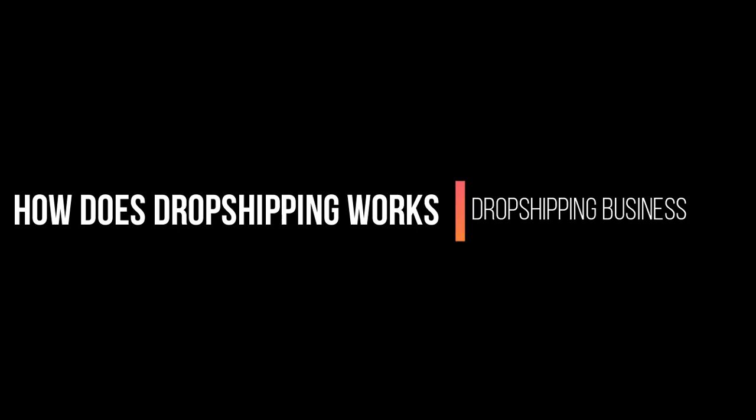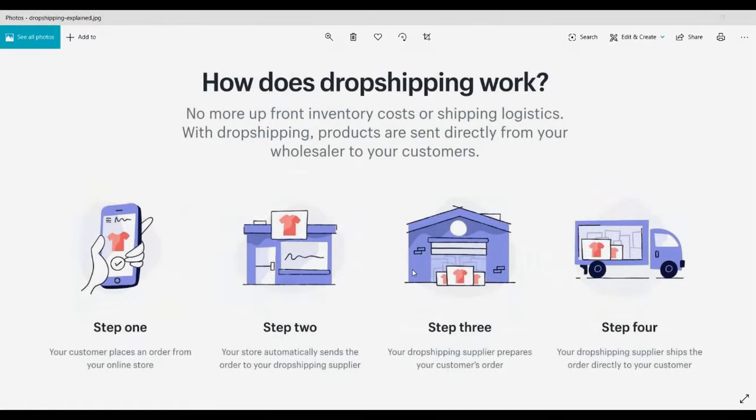How does dropshipping work? There are 4 simple steps in the dropshipping cycle. 1. Customer orders the product on your store. 2. You receive the order from the customer.